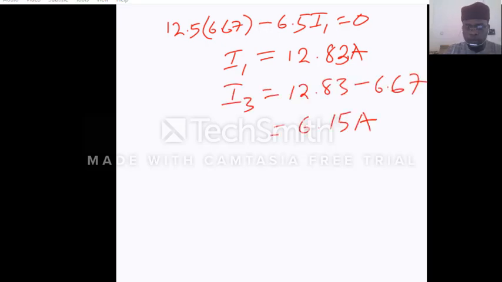Then I1 will be 12.83 ampere. And if you look at the second loop, we already defined I3 to be I1 minus I2. So by subtracting I2 from I1, we'll arrive at 6.15 ampere. So we're done with the current drop, or current flowing through each of the resistors in circuit 1. We'll move to circuit 2.